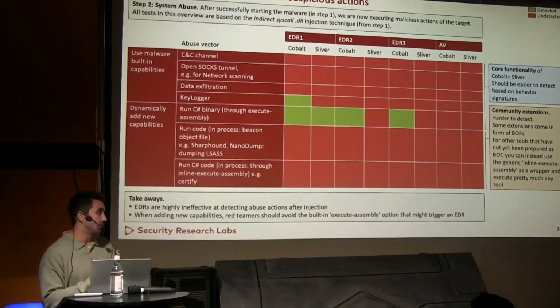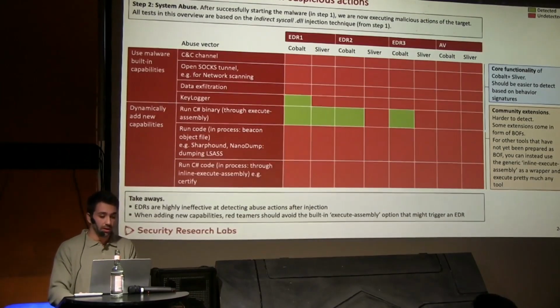And this is one of the key features we need when we are using a command and control. Another thing would be data exfiltration, so downloading files from the host computer.